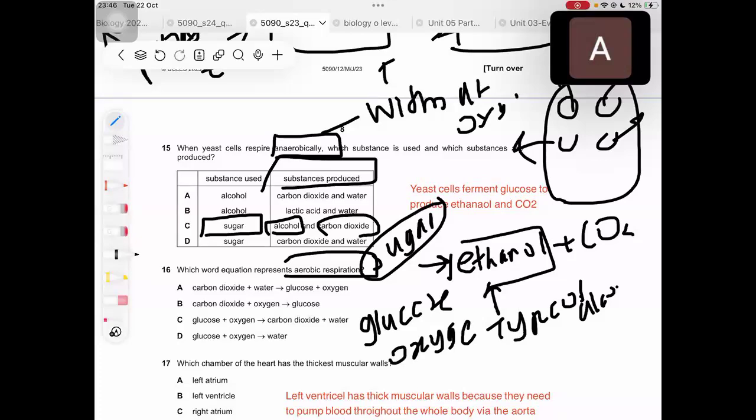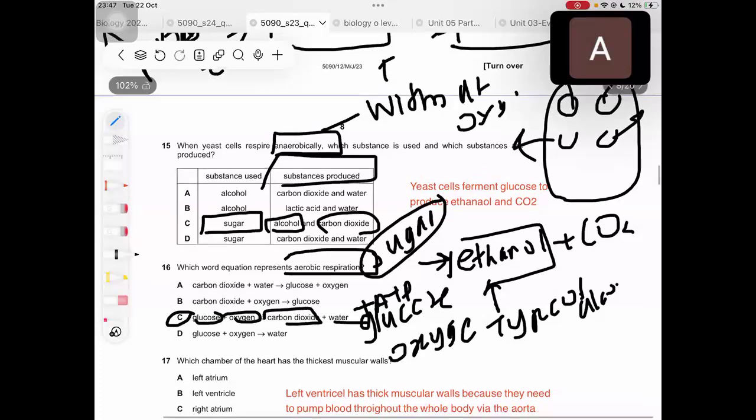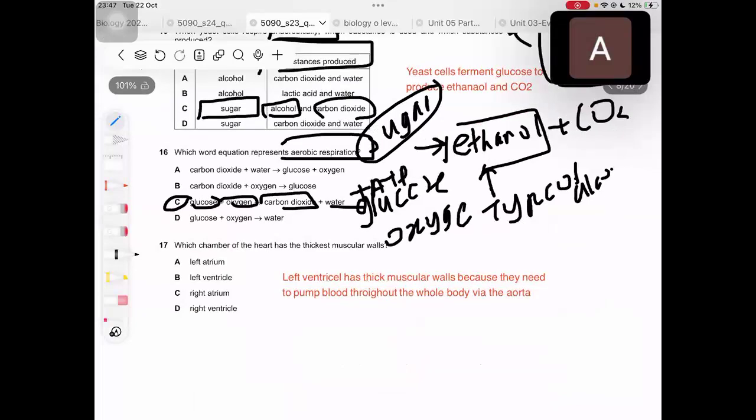So we combine glucose and oxygen and we create carbon dioxide and water. Not just that, with that, energy is also released, and that is why respiration is important. We get all the energy from aerobic respiration. So final products will be carbon dioxide plus water, and initial substrates will be glucose plus oxygen. Answer is C.